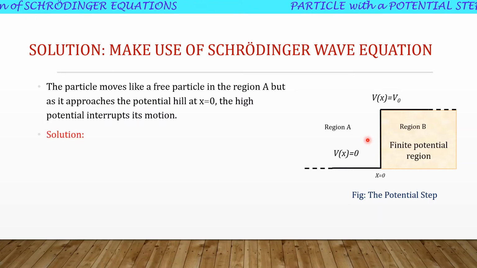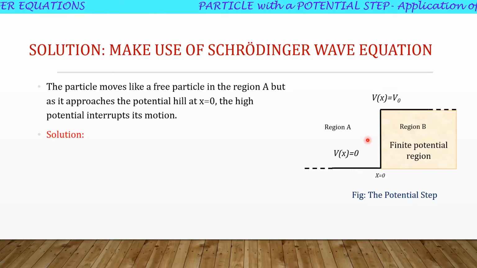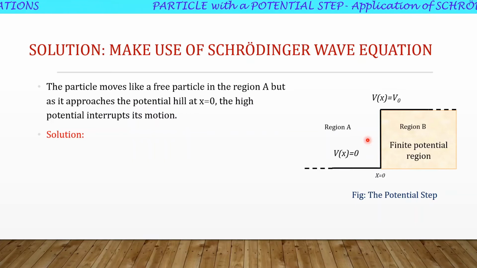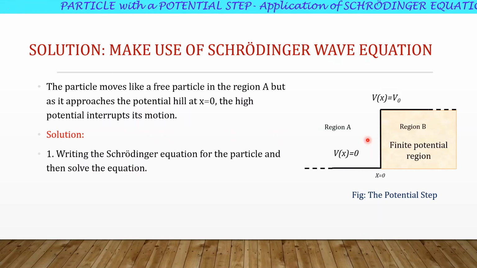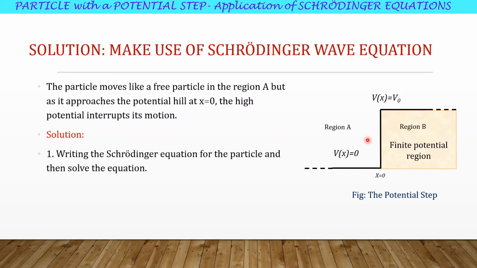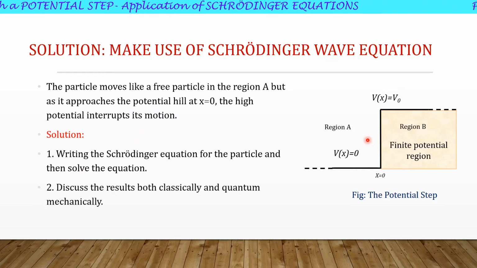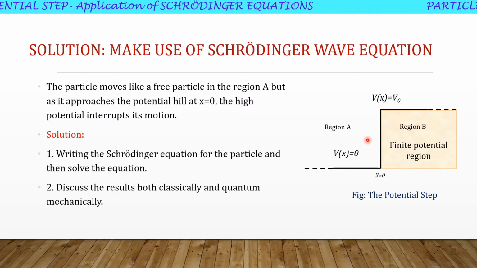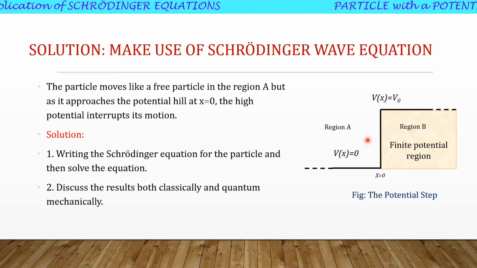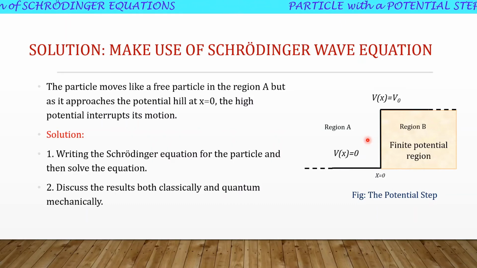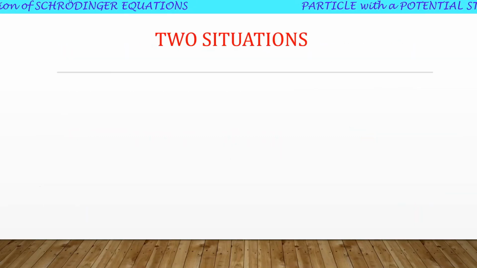Now how this situation can be solved, how this motion of the particle can be described? We will write the Schrodinger equation for the motion of the particle and then we'll try to solve that. Next, we will try to discuss the obtained result both in the classical viewpoint and the quantum viewpoint.